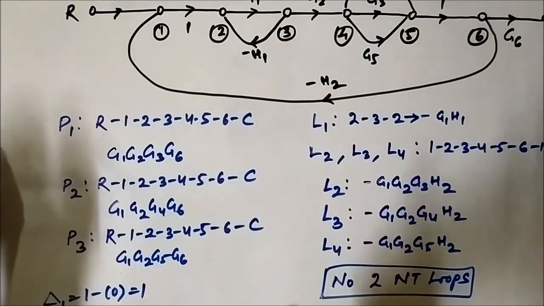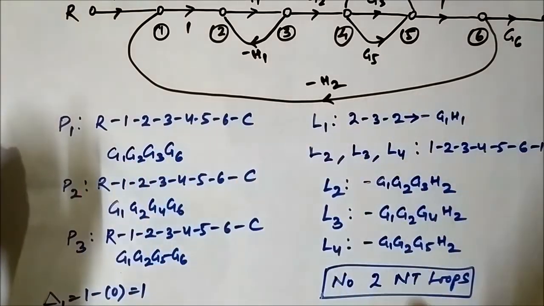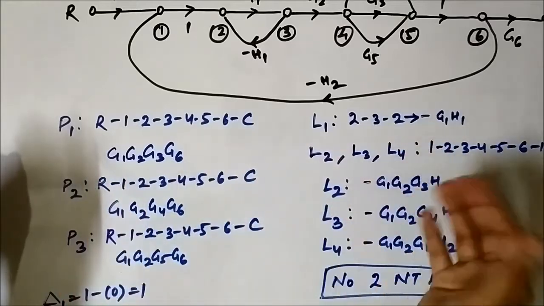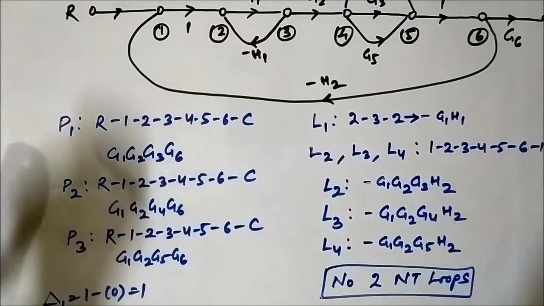If there is at least one common node in between the path and the loop, it means the path is touching that loop. So here we are finding common nodes between P1, L1, L2, L3, L4. So P1 is touching all the loops.